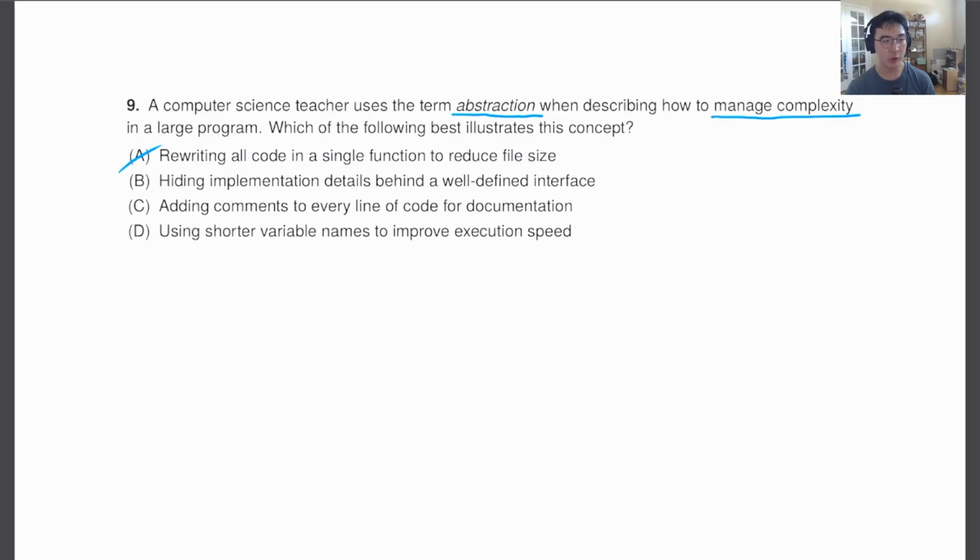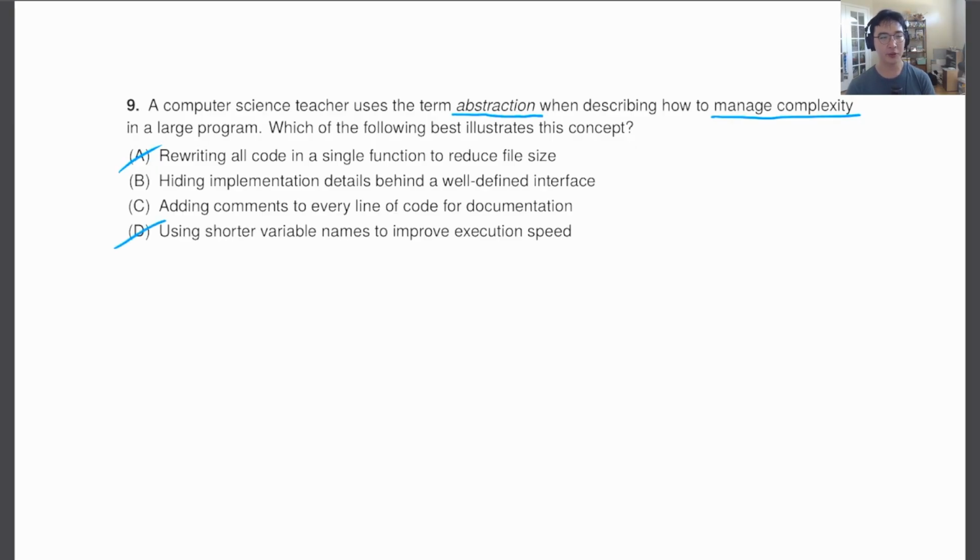D, using shorter variable names to improve execution speed. If it does improve execution speed, it'd be very, very negligible. In fact, you should use descriptive variable names so that you as a programmer and anyone that is working with you can quickly understand the purpose of that variable. So definitely not D, because shorter variable names actually increase complexity because you're trying to guess what the variable is supposed to hold or do or the purpose of it.